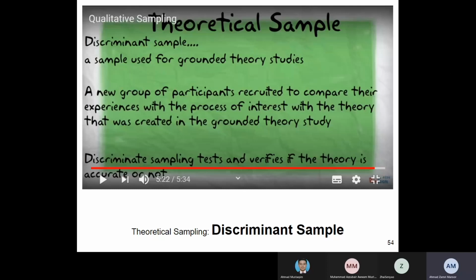Okay, so you also have discriminant sample, a sample used for grounded theory as well. A new group of participants is recruited to compare their experiences with the process of interest with the theory that was created in the grounded theory study. So it's just for comparison. So you have to interview this type of individual.